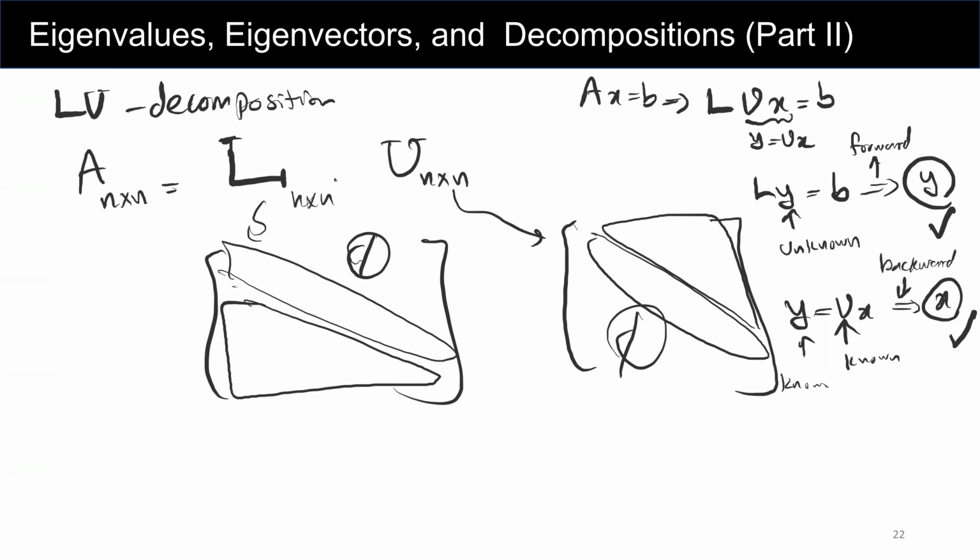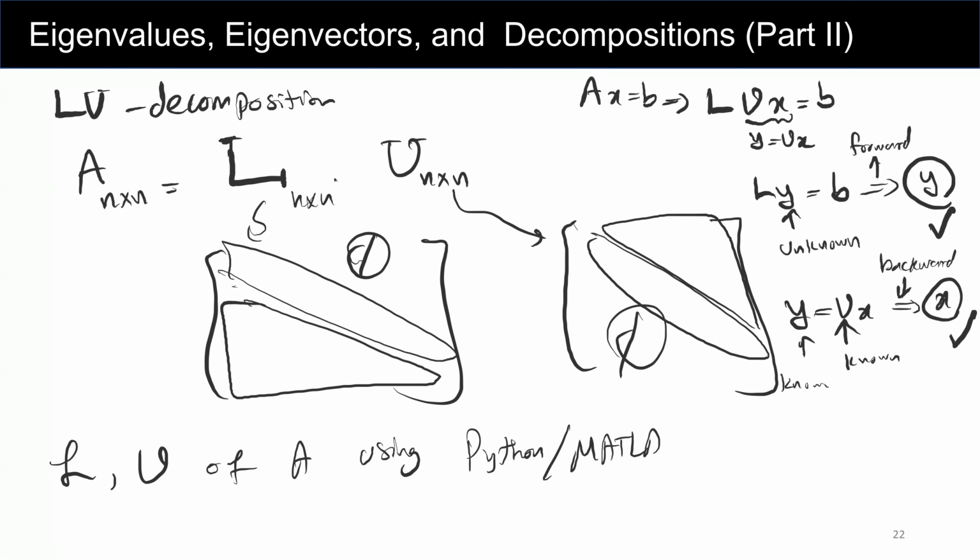We also saw how we can find the L and U decomposition components of matrix A using Python and MATLAB. So that was all for LU decomposition. In the next lecture, we are going to talk about another interesting decomposition referred to as QR decomposition.